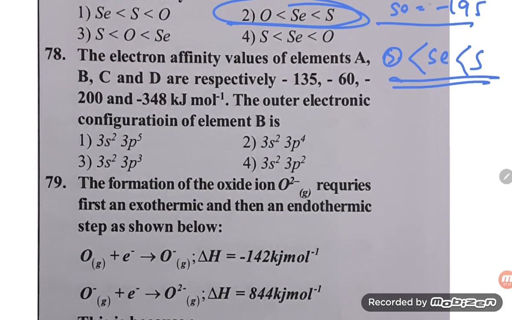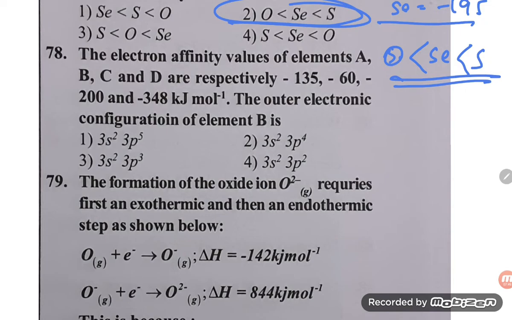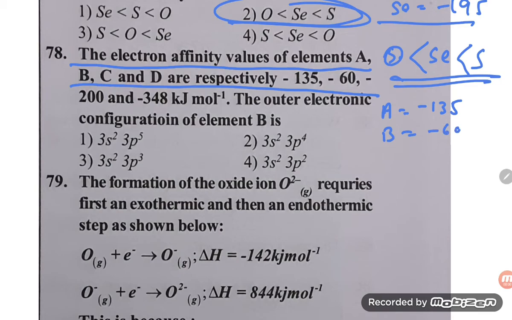Now you see, student, that is 78. The electron affinity values of elements A, B, C, D are respectively. For A, they have given minus 135. For B, they have given minus 60. For C, they have given 200, and for D, they have given, student, minus 348. The outer electronic configuration of element B is. Okay, so what could B be?